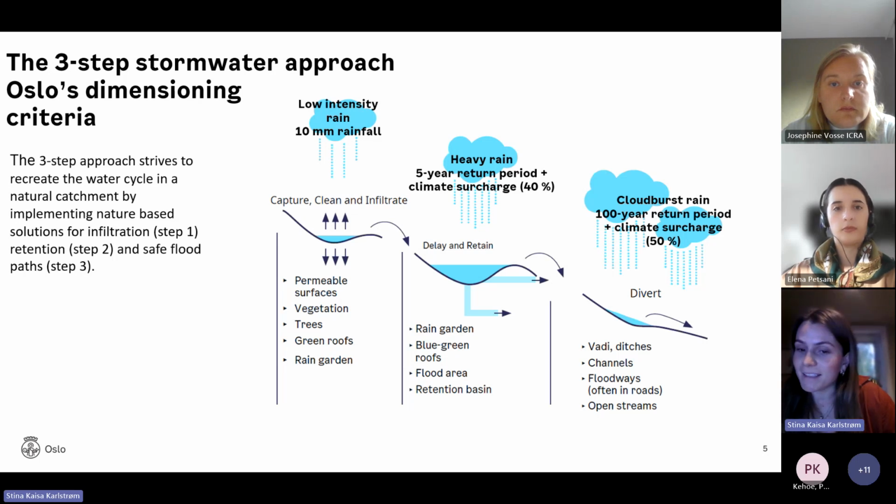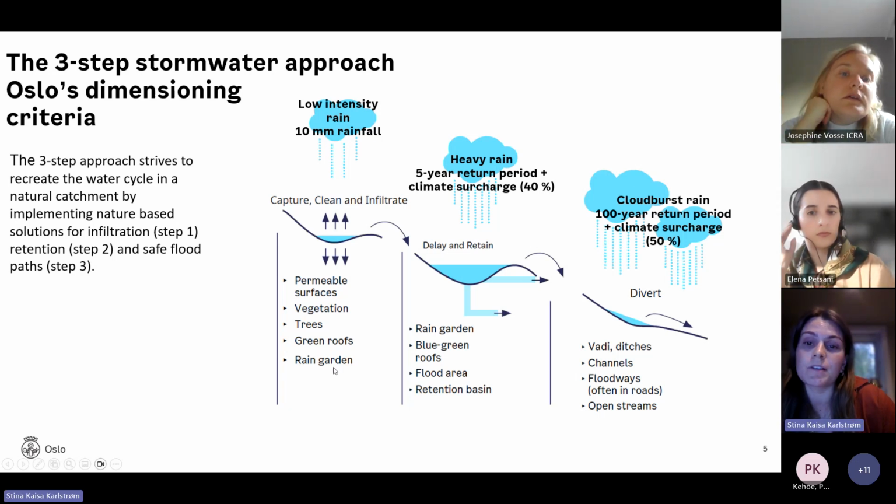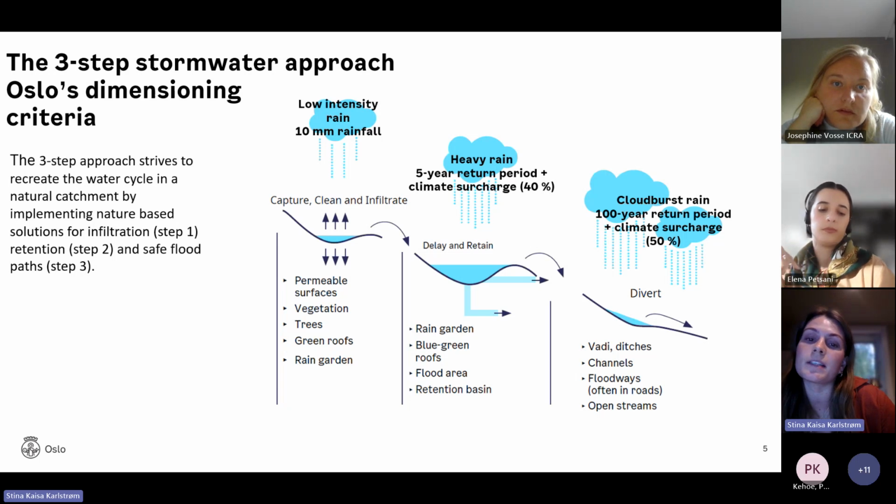So we, as every other city, deal with different rainfall intensities, ranging from low intensity rain to cloudburst events. And we have implemented this in our strategies, a dimensioning criteria called the 3-step stormwater approach, to mimic natural water cycles by using nature-based solutions. So the first step being infiltration, where we allow water to seep into the ground. And the second step is slowing down and temporarily storing water. And the last step is safe flood paths, ensuring controlled overflow in the event of a bigger cloudburst. And throughout this presentation, I will mostly focus on the step 1 solutions and some step 2.